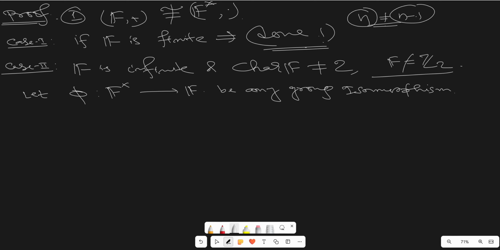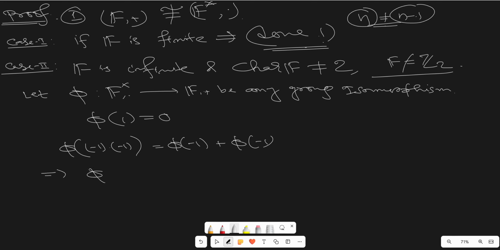So there is one operation. The identity 1 here should go to the identity here, the additive identity 0. Here the operation is multiplication, and here it is addition. So the identity goes to identity, right? How can you write the identity? You can write it as phi of -1 times -1. What is that? It is phi of -1 plus phi of -1, because this operation is under plus. So this implies that phi of 1 is 2 phi of -1, right?